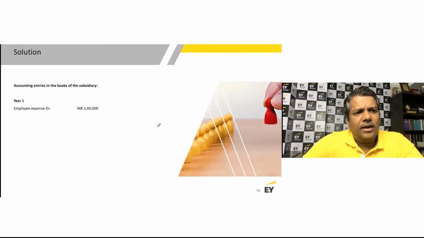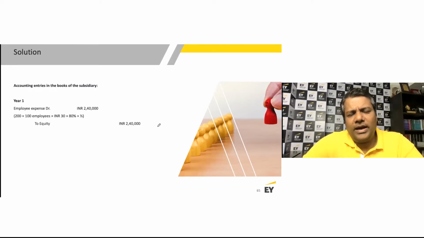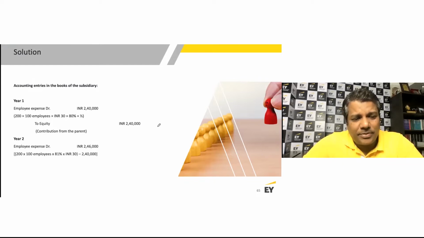Year one, employee expense debit 2,40,000, which is 200 into 100 employees into 80% into 30 divided by 2, because they're two years, right? To equity 2,40,000, contribution from the parent. Year two, employee expense debit 2,46,000, because essentially we've actually got 81 instead of 80. That's why this number has changed.